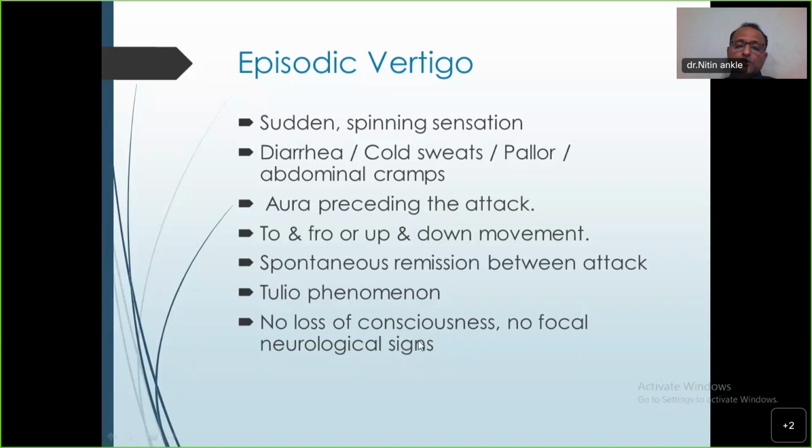Because there is no loss of consciousness, the patient is completely awake and conscious and knows what is going on. He is debilitated and can tell you what sensation he is undergoing, the vertigo and rotation which is there. He is totally scared, has cold sweats, abdominal cramps and pallor also. There are no focal neurological signs like paresthesias or any nerve palsies or any other neurological signs.